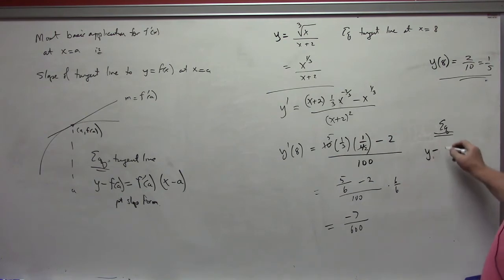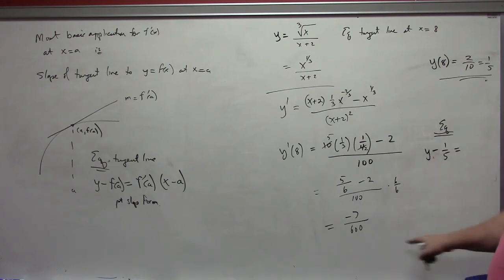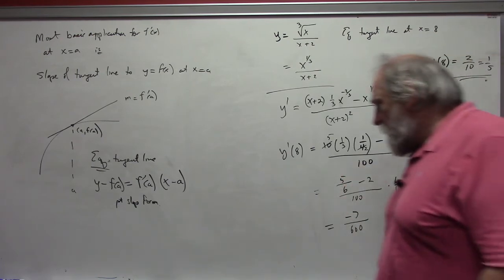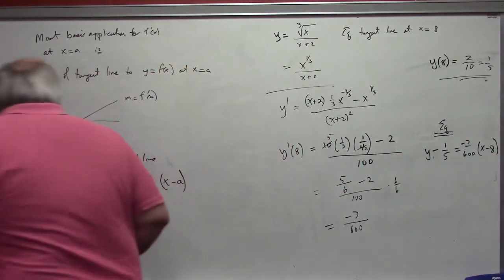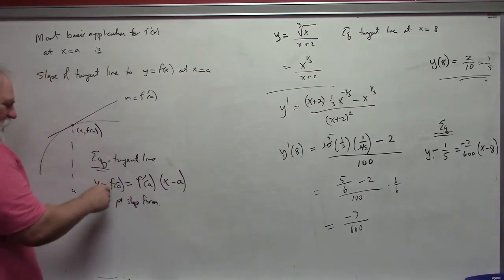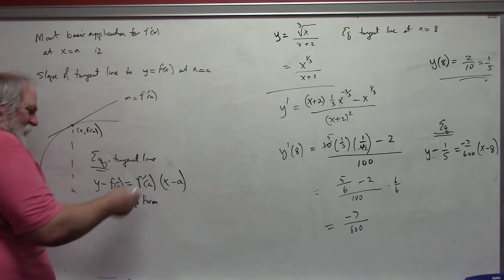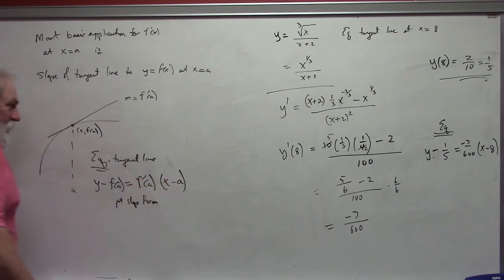y minus 1/5 is equal to negative 7 over 600 times the quantity x minus 8. I am using this expression right here: y minus my functional value is equal to my derivative value times the quantity x minus my x value, in this case 8. Okay?